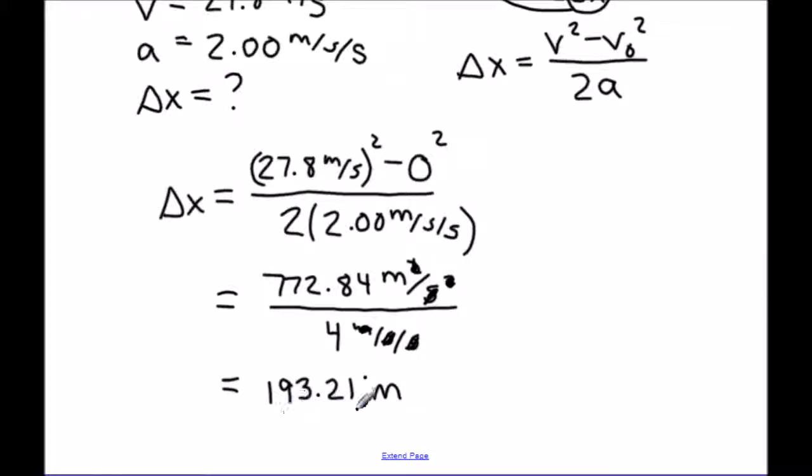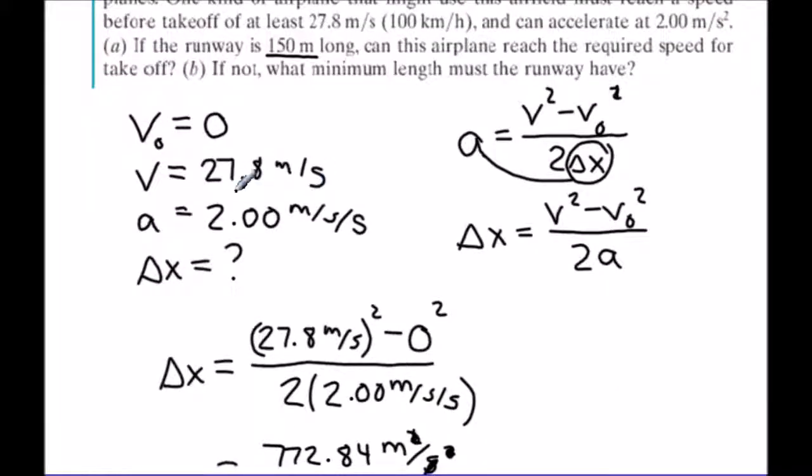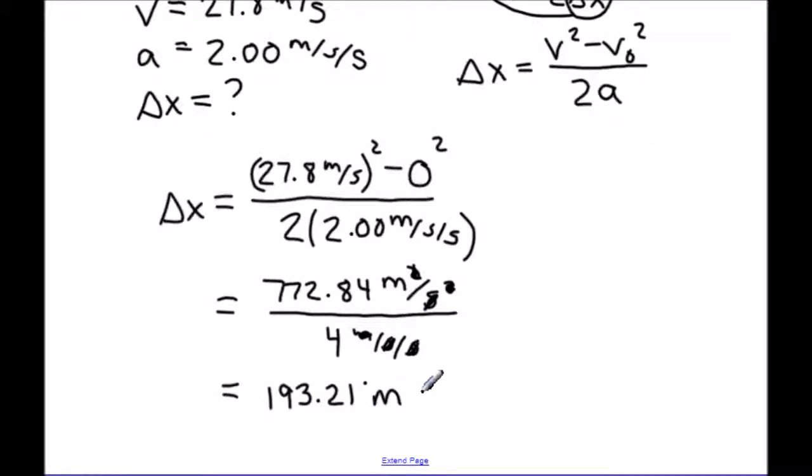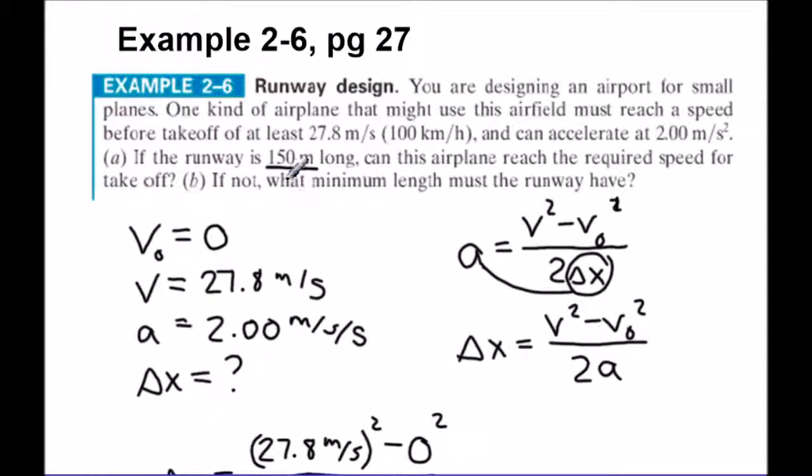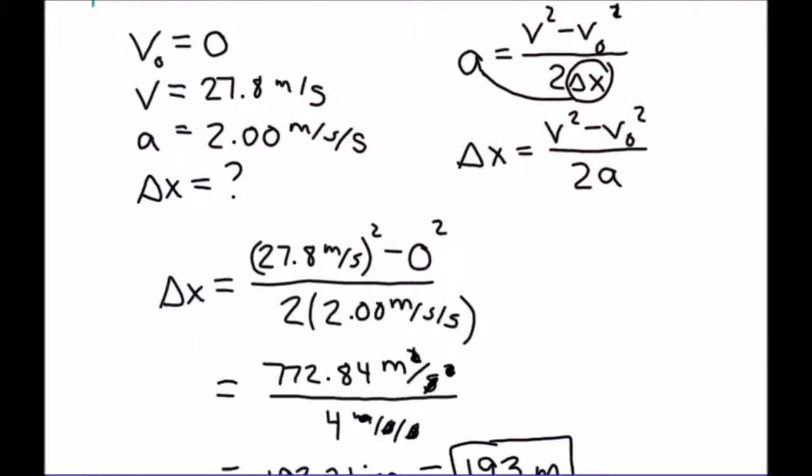This number right here is ridiculously precise. I mean, 193.21 has 5 sig figs. My original numbers did not have 5 sig figs. My final velocity only had 3, and my acceleration only had 3 sig figs, which means my answer can only have 3 sig figs. So 193.21 just becomes 193 meters. Since the 0.21 is less than 0.5, that rounds down, and so I'm just left with 193 meters. So the answer to my question is no. It's not going to make it on a 150-meter long runway because it needs 193 meters to take off.